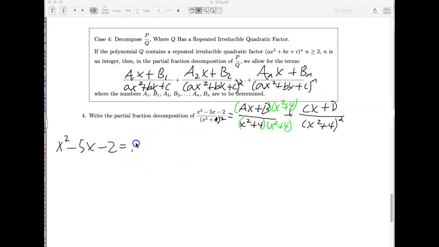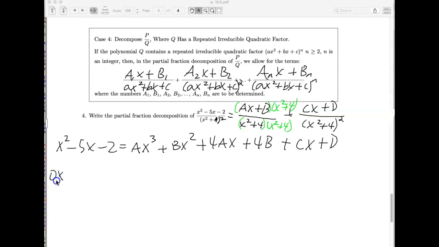I'm going to end up with ax cubed plus bx squared plus 4ax and plus 4b. And then plus my cx plus d. Let's just make sure we did this multiplication right. Ax cubed, bx squared, 4ax, 4b. Okay. And I can tell I'll have a cubic.